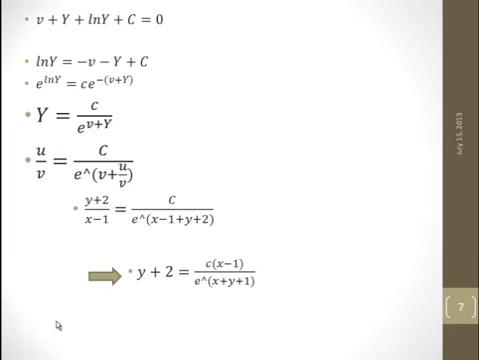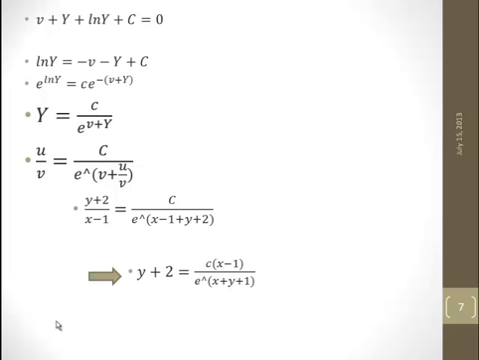Integrating, we now have v + y + ln y + c = 0. So ln y = -v - y + c. Taking the exponential, we now have y = c/e^(v + y). Since y = u/v, we now have u/v = c/e^(v + u/v).